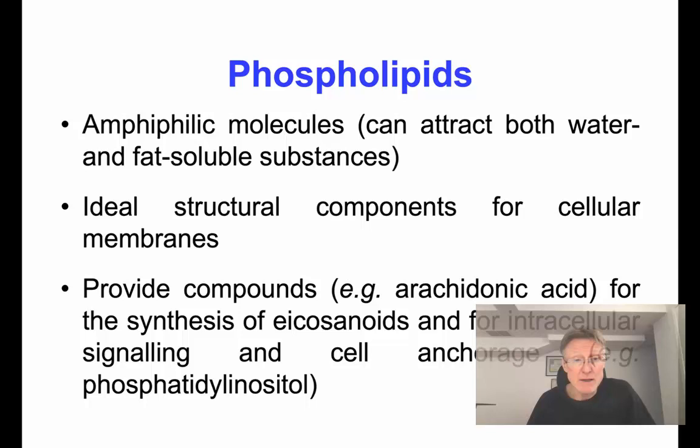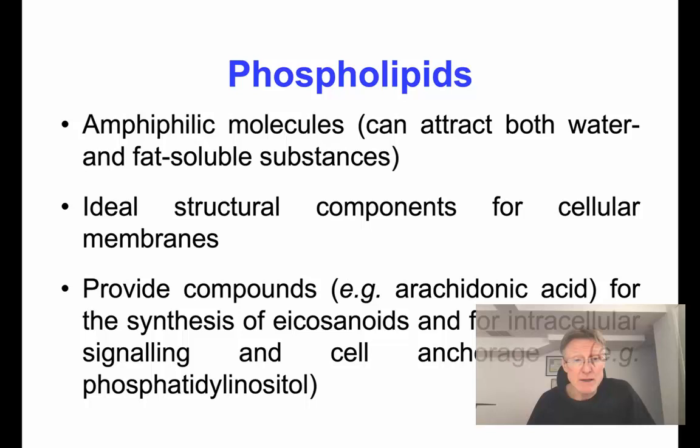Because phospholipids have this property, they can interact with both water and fat-soluble substances. They become very critical for the formation of cell membranes, so they are ideal structural components for cellular membranes. And also, they provide compounds, for example arachidonic acid, which is an omega-6 fatty acid, for the synthesis of eicosanoids and for intracellular signaling in cell anchorage.